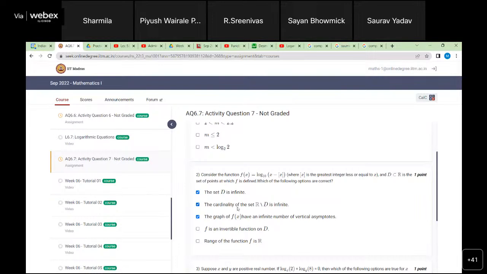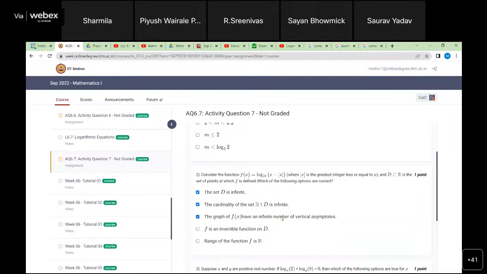No, R minus D, sir. R minus D is also infinite then. We don't have that number. So R will take an infinite number of values, and the set is infinite too. We don't know the exact value for that, so it will be infinite only, right?